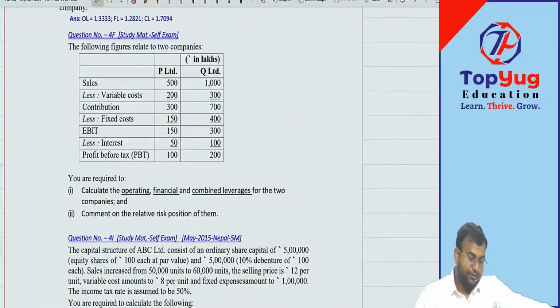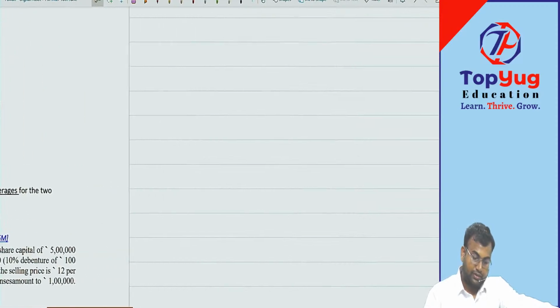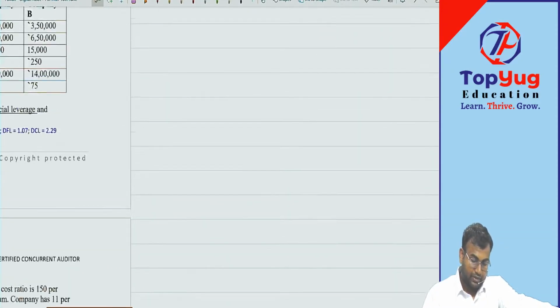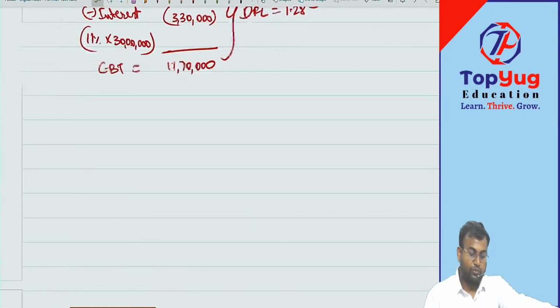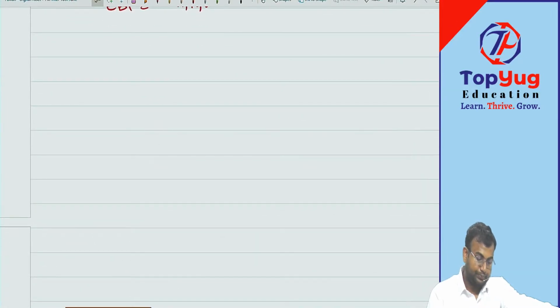Question 4F. P Limited, Q Limited. Sales 500,000 and 1,000,000; variable cost 200 and 300; contribution 300 and 700; less fixed cost 150 and 400; EBIT 150 and 300; interest 50 and 100; then EBT 100 and 200. Simple. Calculate the operating, financial and combined leverages. Let's do it very easy. And then he is asking us which is riskier. Do it quickly.